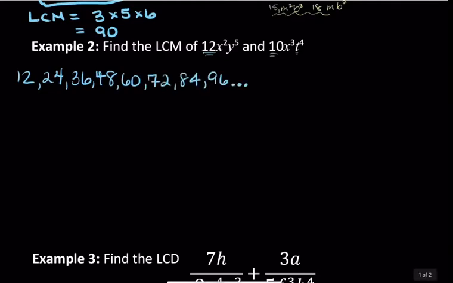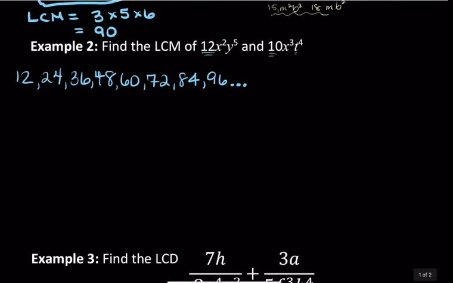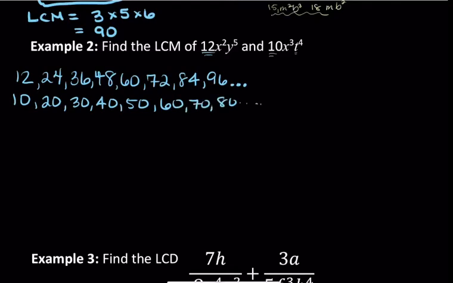So you got your 12s right there, and I just listed a bunch. If you need more, go ahead and list more, but you probably already know what it is. And here comes a tough task, which is doing your 10s. I always have to look at a calculator for this. So you got 10, 20, 30, 40, 50, 60, 70, 80, etc.